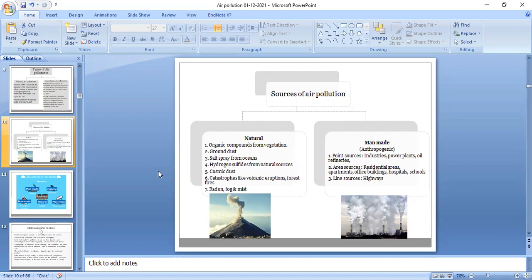Man-made sources, also called anthropogenic, are subcategorized into point sources, area sources, and line sources. Point sources are those coming from industries, power plants, and oil refineries, while those coming out from residential areas, apartments, office buildings, hospitals, and schools are area sources, while those coming out of the highways are the line sources.